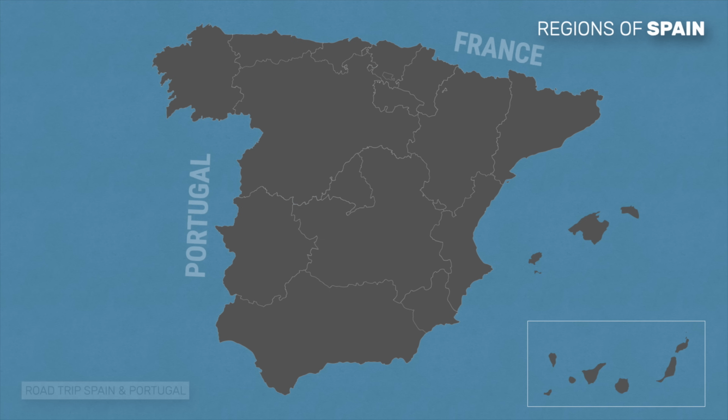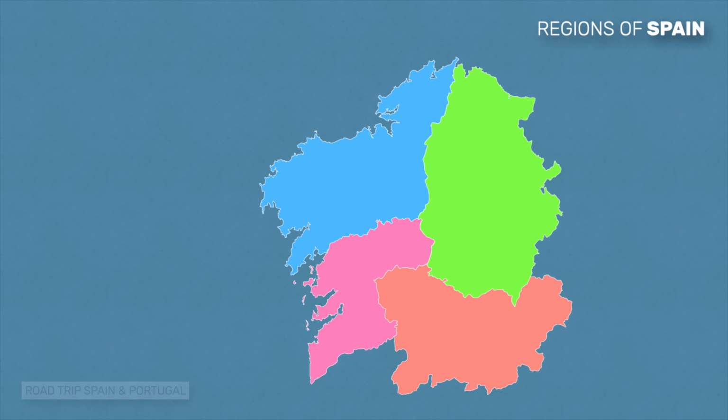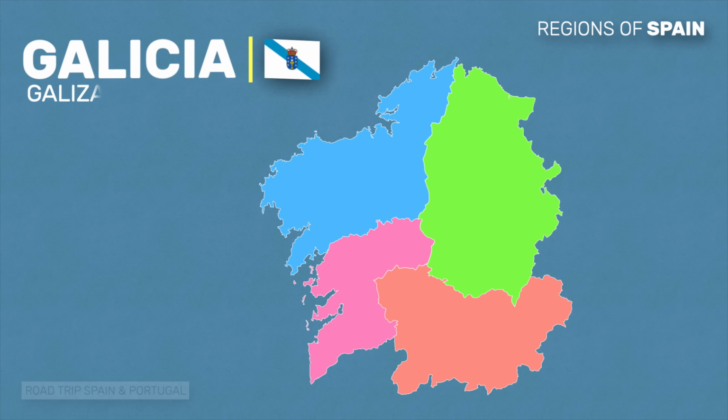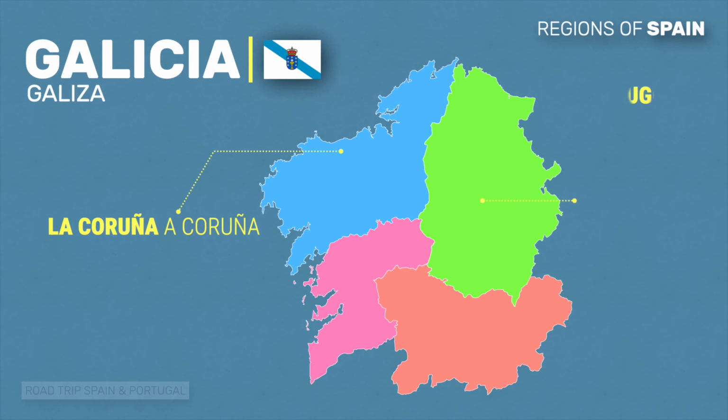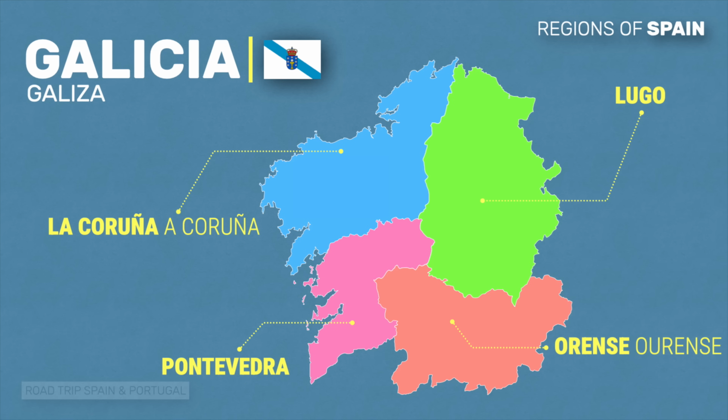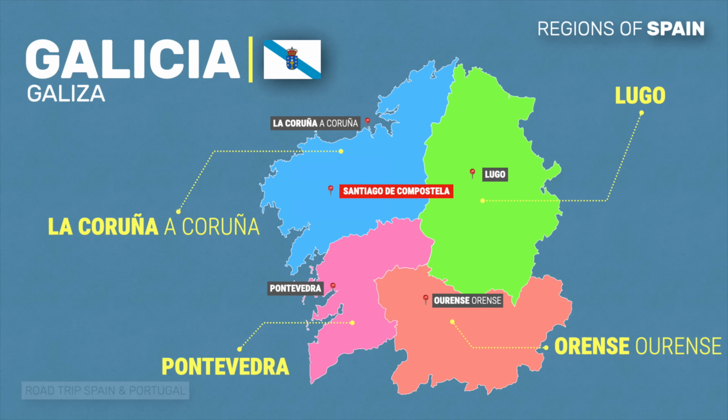In the extreme northwest of the Iberian Peninsula is Galicia, Galiza in the local language. It is an autonomous community in which two official languages are spoken, Spanish and Galician, and which is divided into four provinces: La Coruña, A Coruña, Lugo, Orense, Ourense, and Pontevedra. The capitals of each province have the same name as the province, but here the curious fact is that the capital of Galicia is not any of them, because it is Santiago de Compostela. Among its tourist attractions, the following stand out.